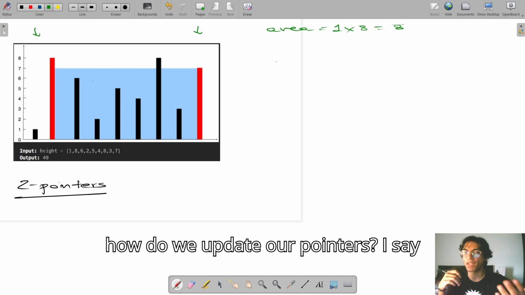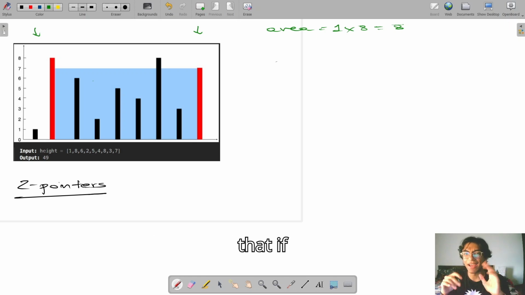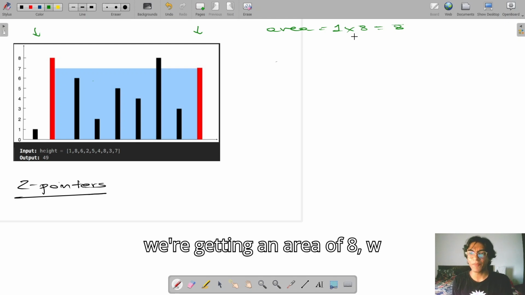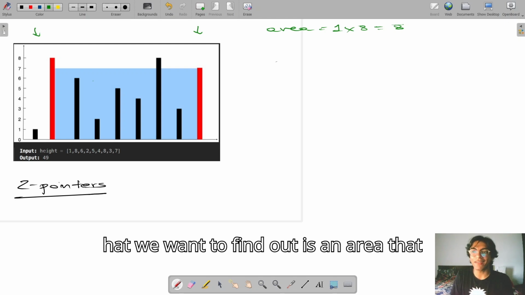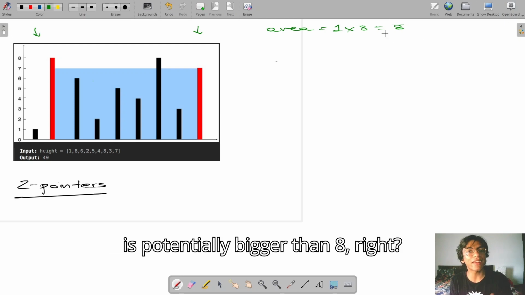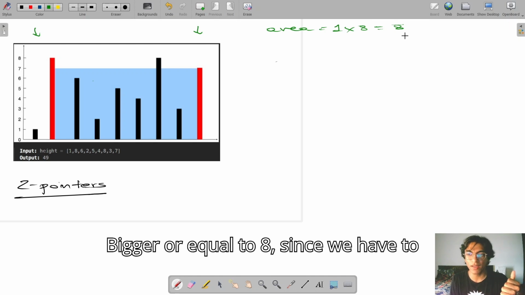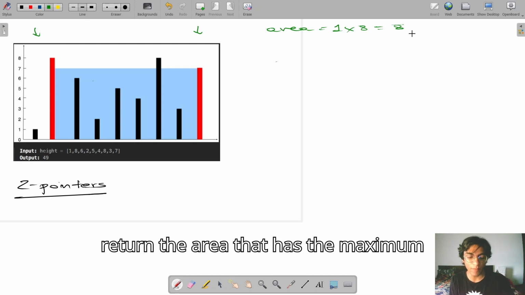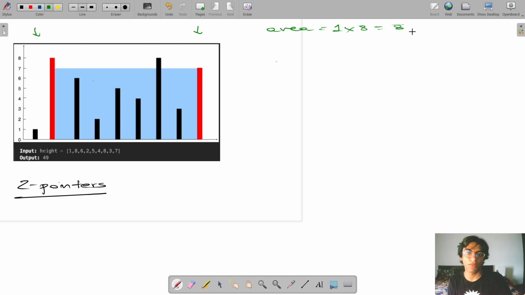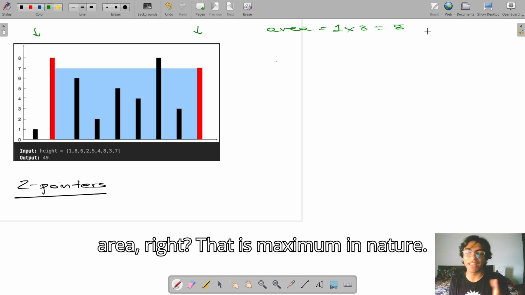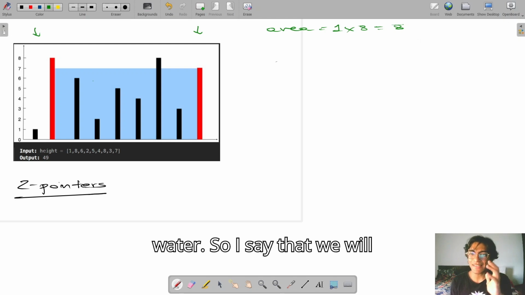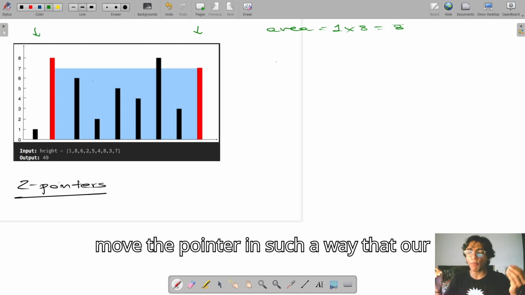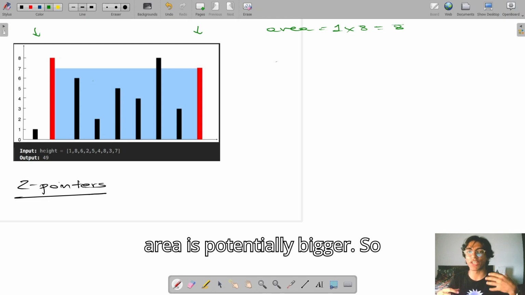Now, how do we update our pointers? I say that if we're getting an area of 8, what we want to find out is an area that is potentially bigger than 8, right? Bigger or equal to 8, since we have to return the area that has the maximum area, right? That is maximum in nature. We have to return the container with most water. So I say that we will move the pointer in such a way that our area is potentially bigger.